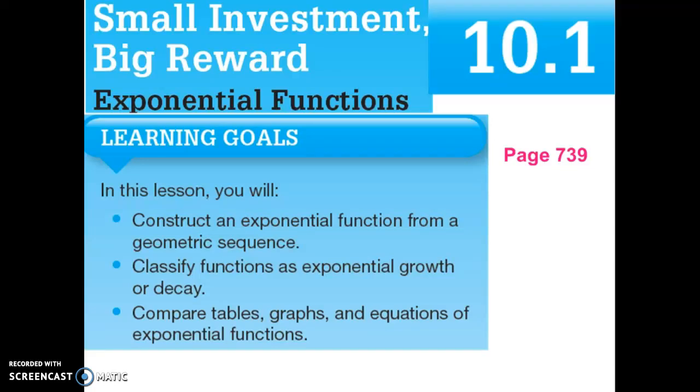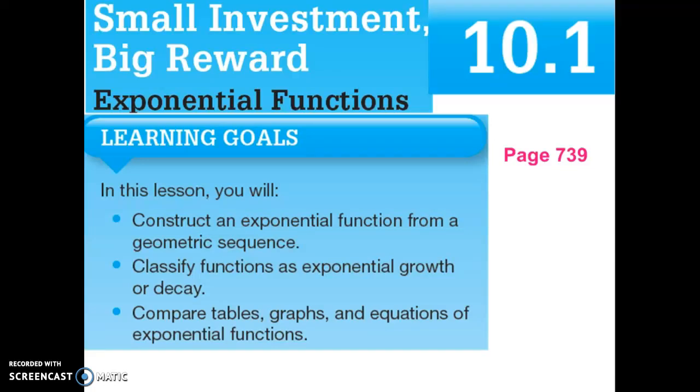So today, together in this video as well as on your own with your groups, you're going to do the three things that are listed. You're going to construct an exponential function, which really just means we're going to write an equation from a sequence. You're going to classify whether it's exponential growth or decay, so whether your population is growing or decreasing. And then you're going to compare tables, graphs, and equations of exponential functions and figure out, again, growth, decay, if the equation matches. If it doesn't match, create an equation, create a graph, or create a table.